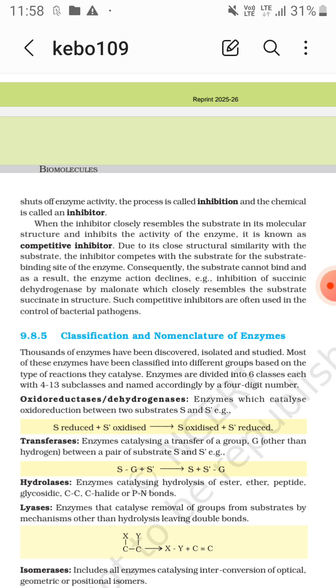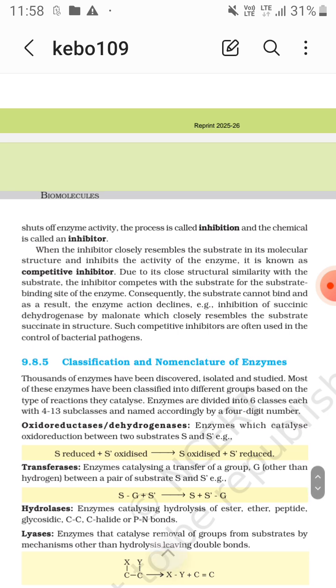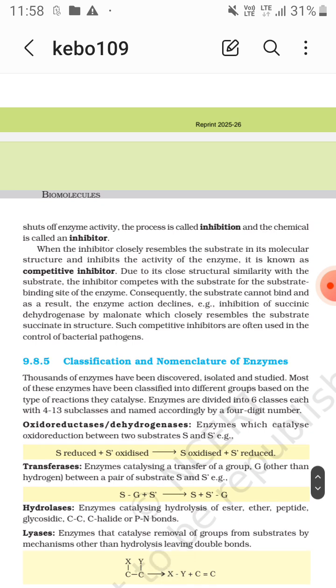Competitive inhibitor. Inhibition is a process that shuts off enzyme activity by a chemical that is the inhibitor. One such example is the inhibition of succinic dehydrogenase by malonate, which closely resembles the substrate succinate in structure. So here, succinic dehydrogenase is an enzyme whose activity is shut off by the inhibitor, that is malonate, which closely resembles the substrate succinate in structure.